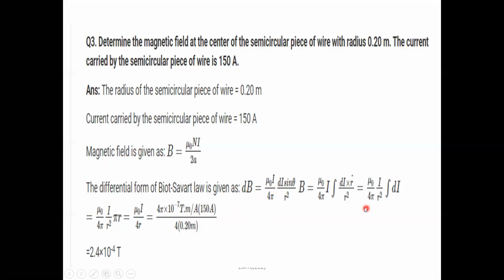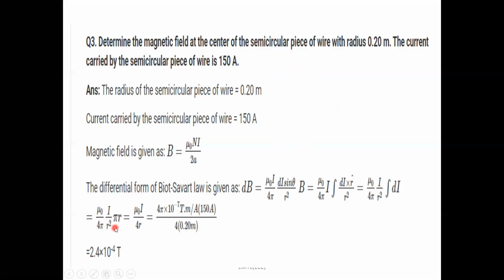Here the integral form of Biot-Savart's law is mu naught by 4 pi I by r square integral dl. Here integral dl means the total length. So a semicircular piece has a total length that is half of the circumference, that is 2 pi r by 2, so pi r is the length of the semicircular piece. So here, substituting mu naught by 4 pi I by r square, and the total length of the semicircle is pi r.